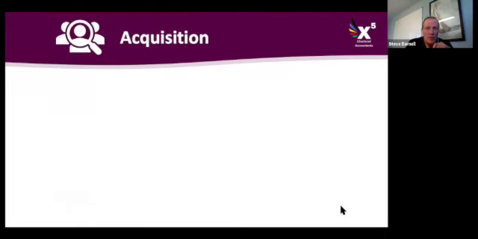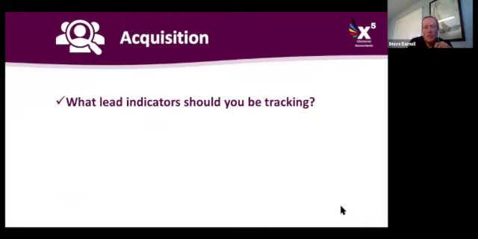Moving on, looking at acquisition. So this is getting very close to my heart. You can only make so many savings. You can work to improve your margins, but the only way to really grow a business is by increasing the number of customers who are purchasing. So, what key lead indicators should you be tracking with acquisition? And there are probably several.